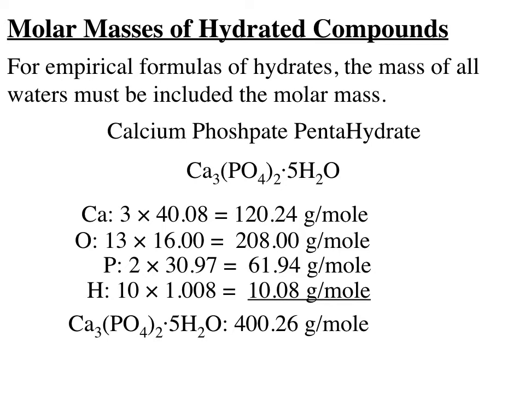Then there are 2 P's in the 2 phosphate groups. There are a total of 10 hydrogens, because in 5 water molecules, each water molecule having 2 hydrogens, that gives 10 hydrogens. And then I just total all those things up, and I get a whopping 400.26 grams if I want to weigh out an Avogadro's number of calcium phosphate pentahydrate molecules.